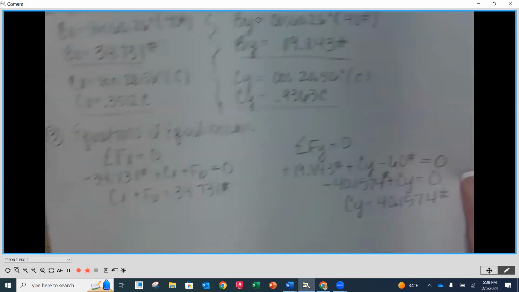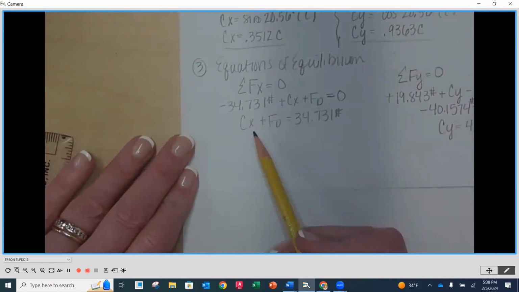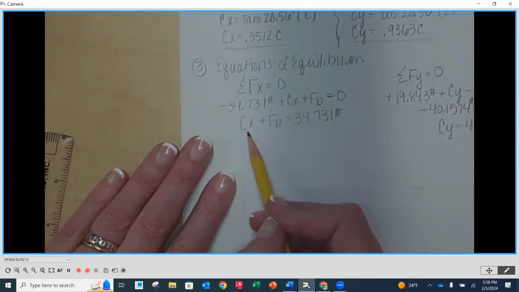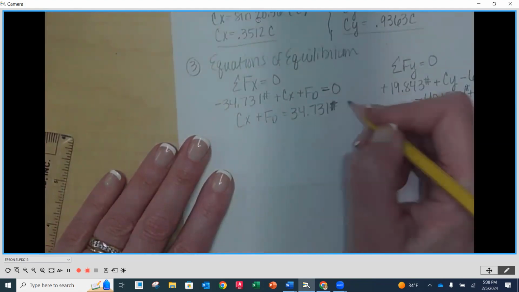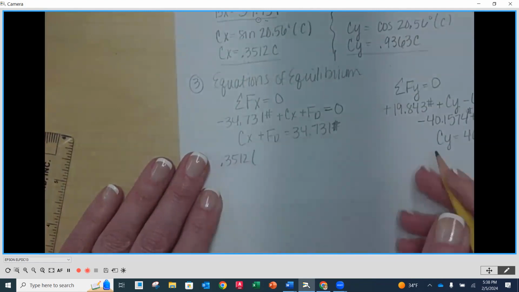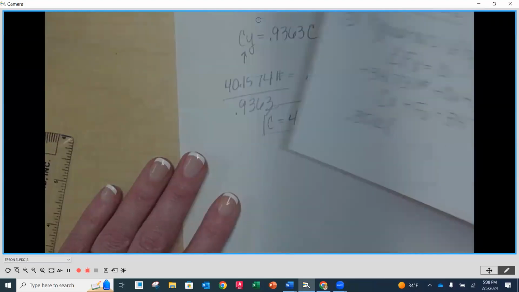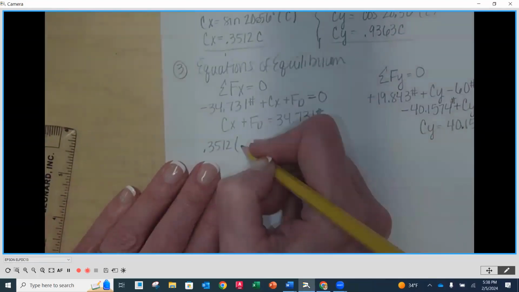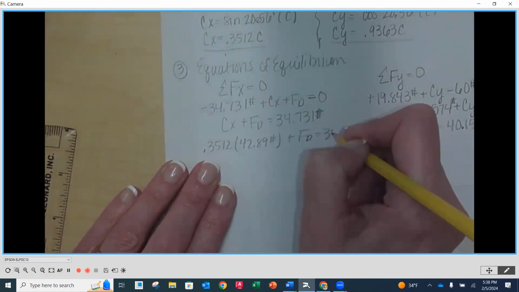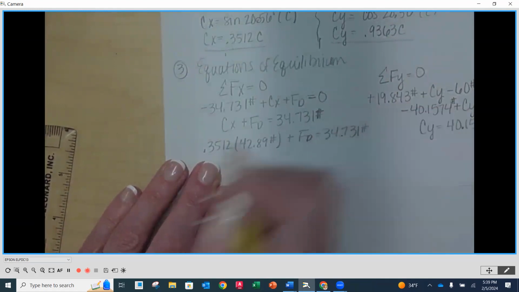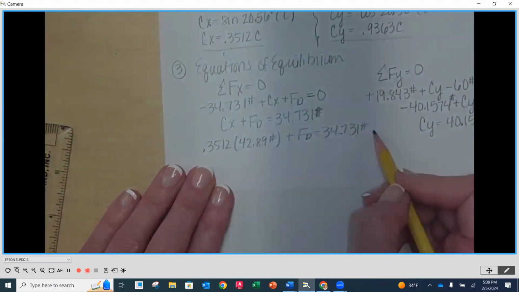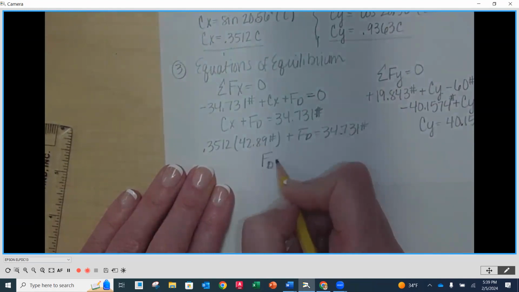So if we go back over here, you'll notice that we still need to find the drag force and CX, right? So as we look at this equation here, we can plug in what we know. We know that CX is equal to what? 0.3512 times C, right? So if I go back over here, that's 42.89 pounds plus FD is equal to 34.731 pounds. So now I've only got the one unknown, right? So I can multiply this out, move it to the other side, and solve for FD.